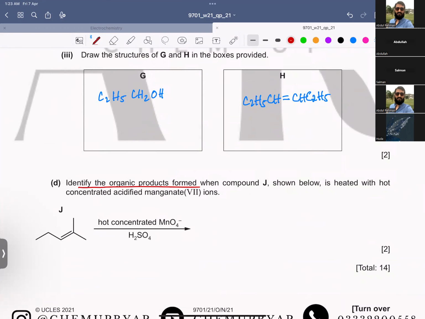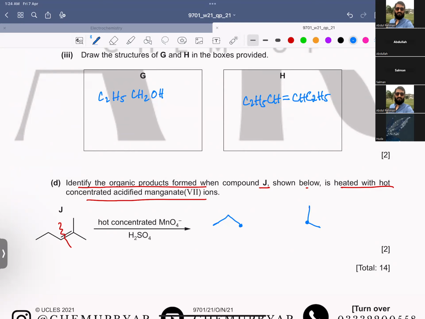Identify the organic products formed when compound J, shown below, is heated with hot concentrated acidified manganate. It has an alkene, and whenever we use hot concentrated acidified manganate, the molecule is broken down from a carbon-carbon double bond and split into two parts. So I got one part, this one, and the other part, this one. So these are the two carbons from where the bond is broken down.